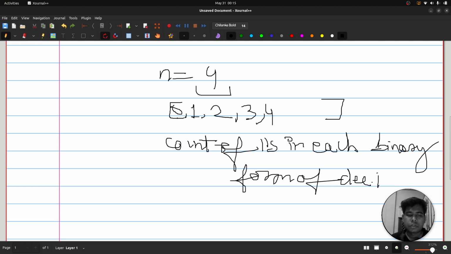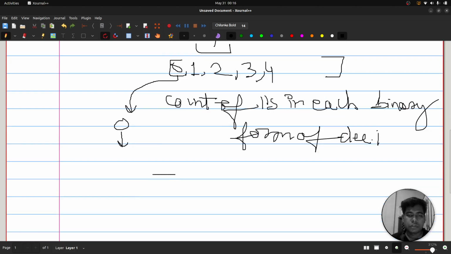The binary form of 0 is 0. How many ones are there? There is no one, so you will store 0. Now you will count for 1. What is the binary form of 1? It is 01. How many ones are there? Only 1. So you will store the count of occurrences of 1 in the binary form of 1.